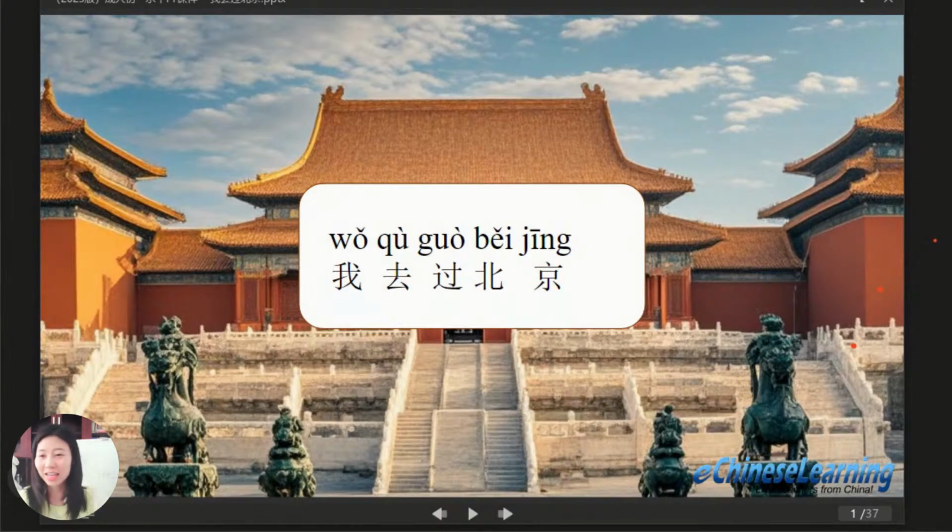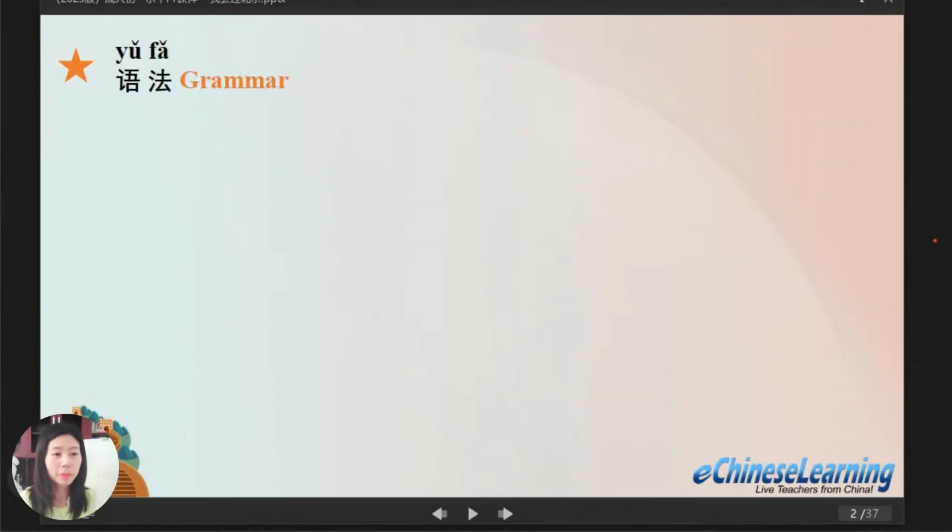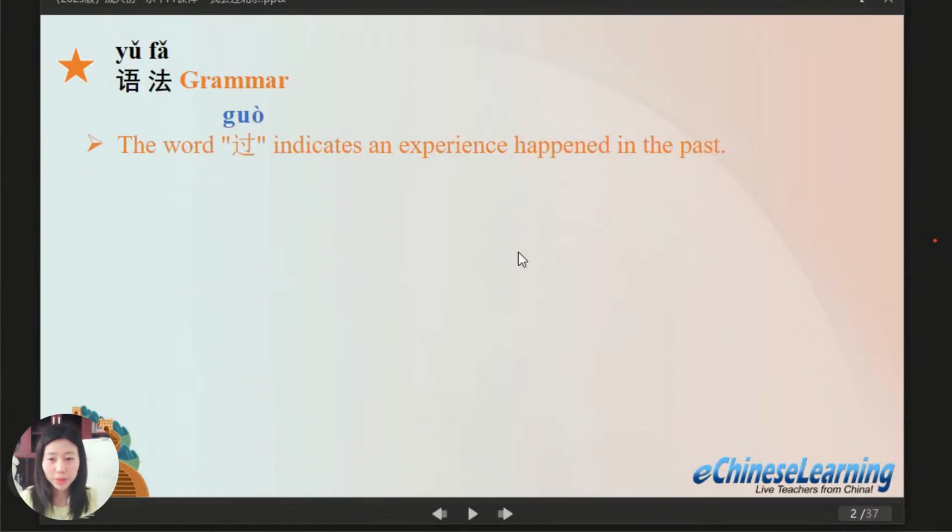Today, let me turn to another page. Let's see the grammar. So this is the grammar. The keyword we're going to learn today is 过, because in Chinese, this 过 indicates an experience that happened in the past. Normally we just put this word after the verb.